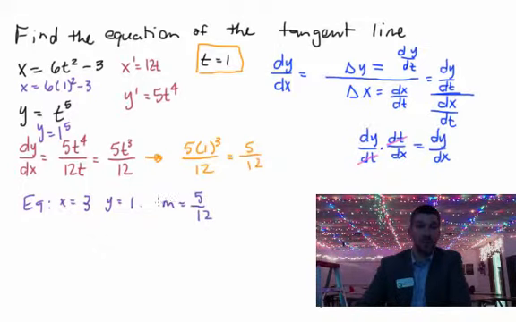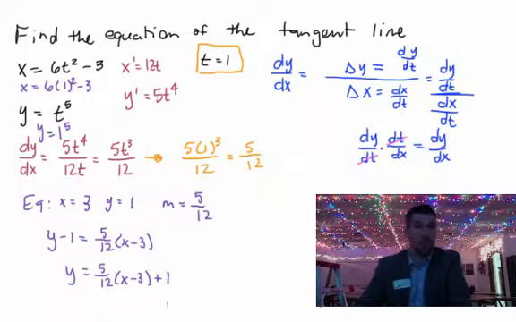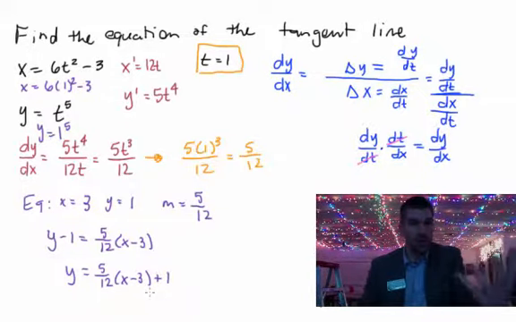So what does the equation of this line look like? It looks like y minus 1 equals 5/12 times x minus 3. Okay, if you don't want to write it like that, then just move the 1 over and be done with it. y equals 5/12 x minus 3 plus 1. Boom. Game over. End of story. And you've got the equation of your tangent line.